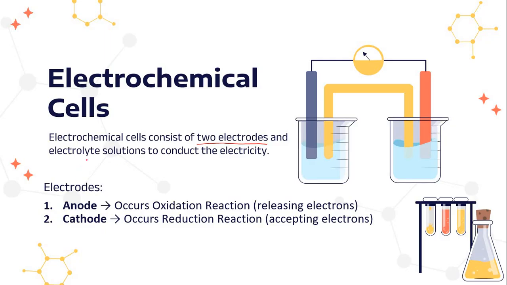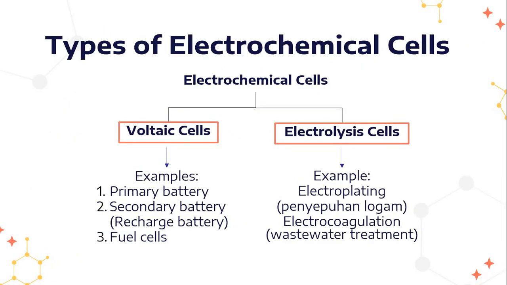Besides the electrodes, there are also electrolyte solutions. Their function is to conduct electricity. So this is the electrochemical cell in general. Now, there are two types of electrochemical cells. The first type is voltaic cells, which you learned about through the case study that I gave in the previous meeting, and the second one is electrolysis cells.